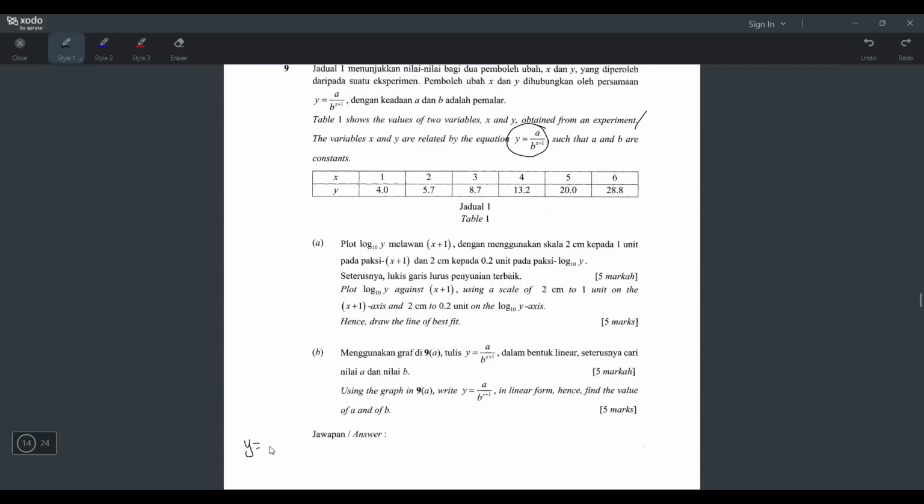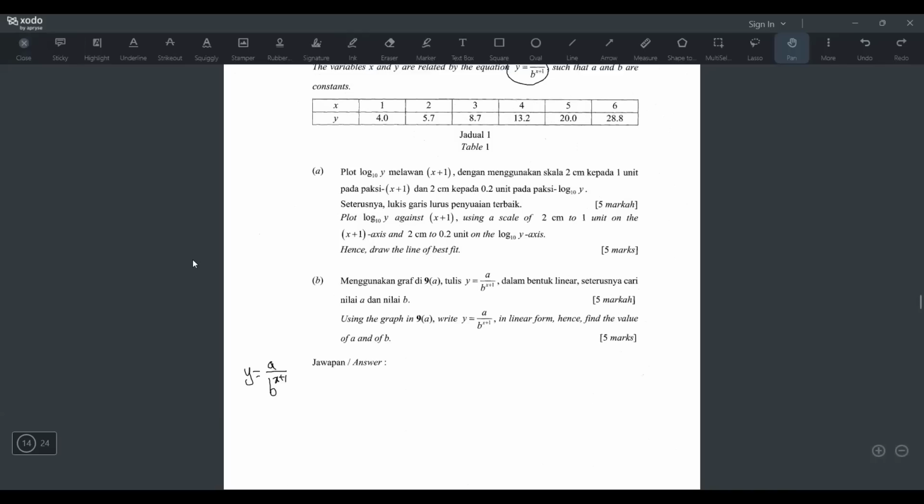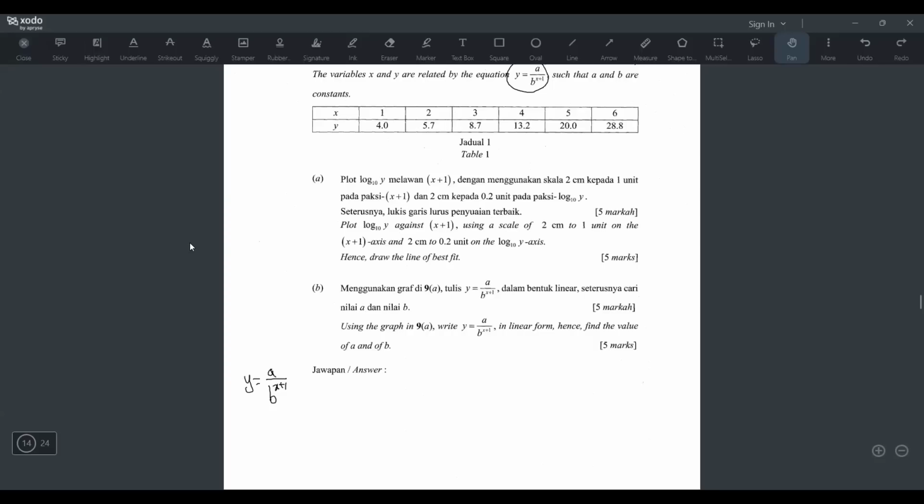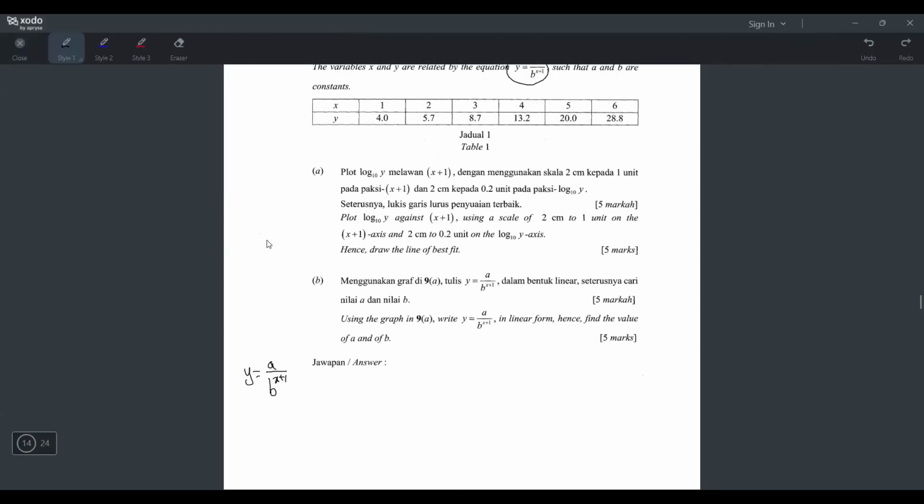Okay, I'll do it down here. So y equals a over b power x plus 1. So first step is change this equation to linear form. Remember, you must change to linear form even if the question never asks you to change. So how to change to linear form? The way I teach my own student is I always tell them to tiru A. You tengok apa dia punya y-axis, dia cakap siapa against siapa. So siapa against siapa? Log y against x plus 1.